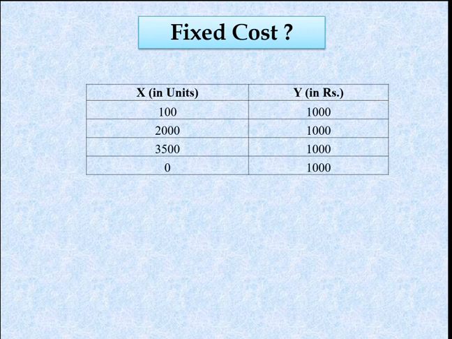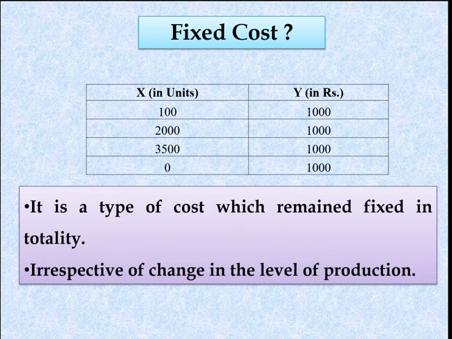So fixed cost is a type of cost which remains fixed in totality. It has nothing to do with the level of production. I hope you have understood the concept.